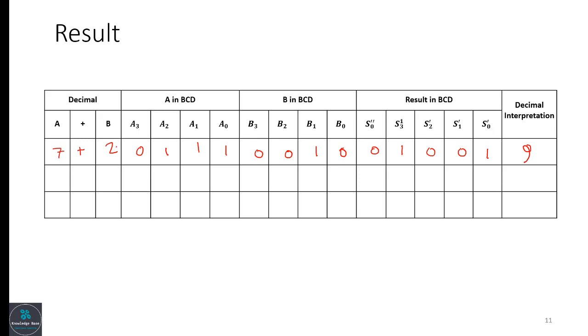So let us put that into that table. So 7 plus 5 is 0 1 1 1, and 5 is 0 1 0 1. Here tens will be 1 and ones will be 2. So the decimal interpretation is 12. Now let us take another example.